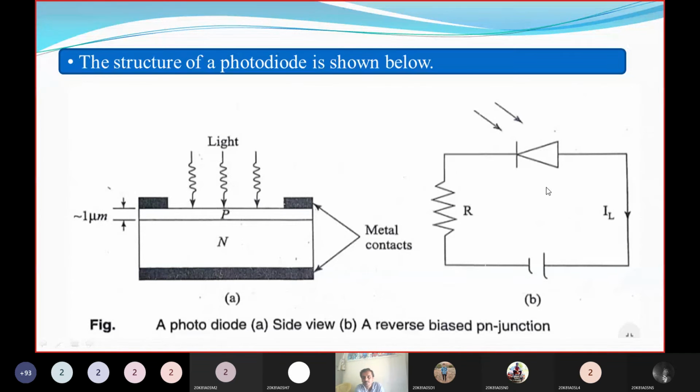Now this is connected in reverse bias. Reverse bias means, see here, the N region is connected to the positive terminal, and the P region is connected to the negative terminal. By using a resistor, we will connect it here. Okay, now coming to the structure.